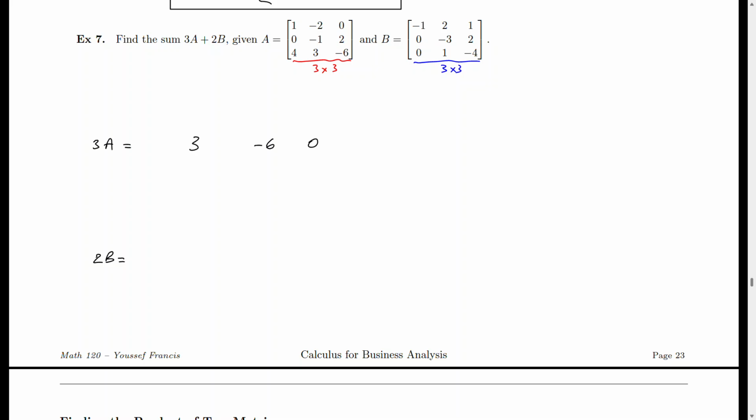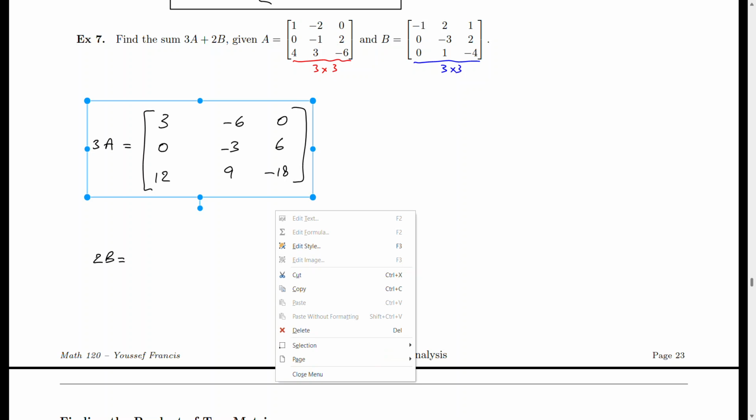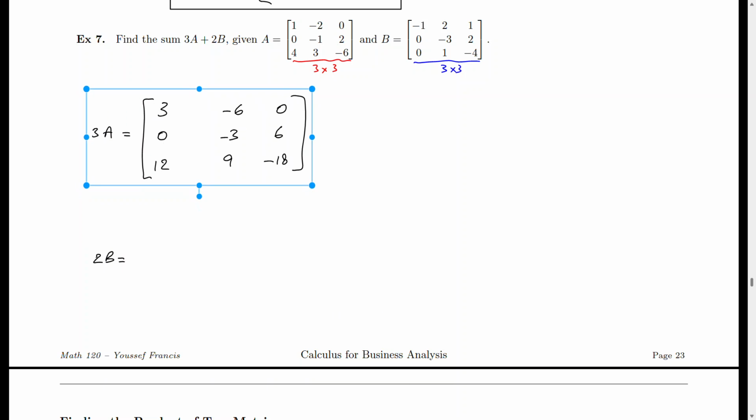So next, 0 times 3 will be 0. Negative 1 times 3 is negative 3. 2 times 3 is 6. 4 times 3 is 12. 3 times 3 is 9. And 3 times negative 6 is negative 18. So this list of numbers represents the matrix that we call 3A. And to make sure that it's a matrix, I'll put the square brackets on the left and on the right. So this reminds everybody reading my answer that this is a matrix.